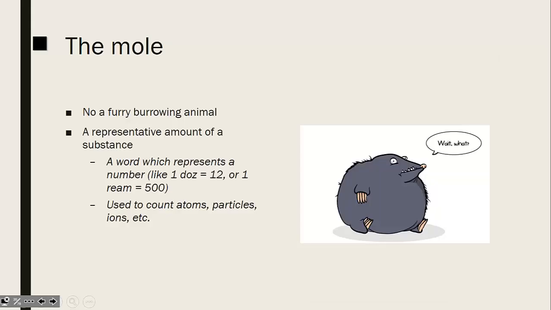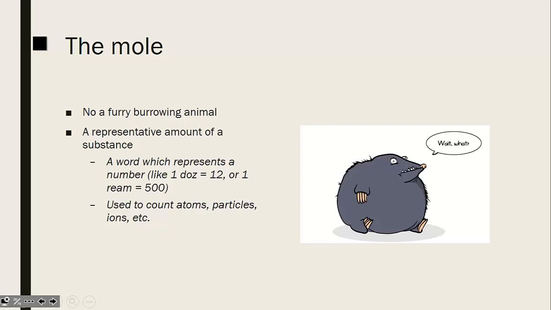The mole is a furry burrowing animal in North America where this class is taught. However, it is not just that. The mole is a representative amount of something. Like when you say a dozen is 12 of something, or if you say a pair is 2 of something, or if we say a ream of paper is 500 sheets. We, in the English language, use words to represent numbers all the time, to represent groups of numbers. The mole is no different.